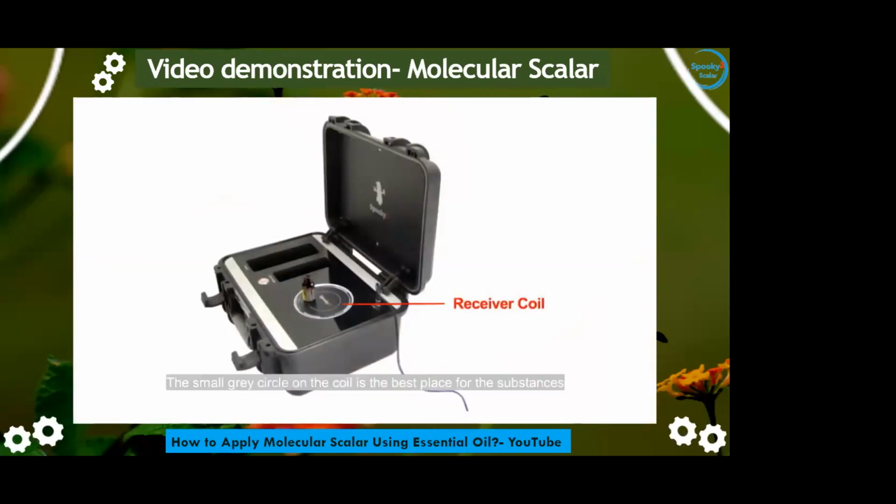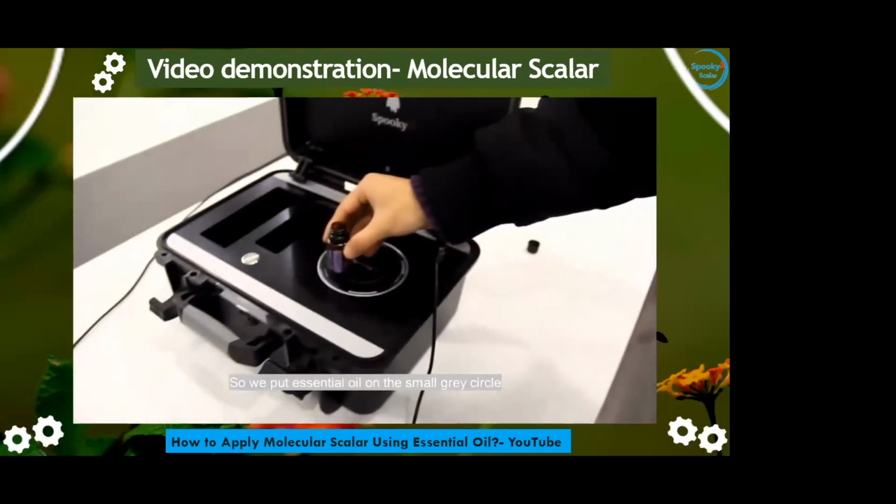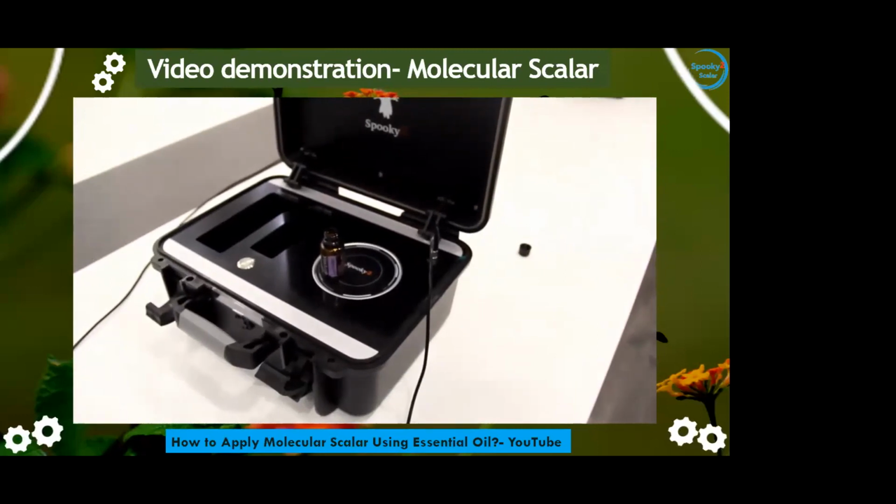The small gray circle on the coil is the best place for the substances, so we put essential oil on the small gray circle. We recommend putting the drops you desire in a topless vial or vial with glass lid or paper lid, but do not waste your expensive bottle of essential oil by leaving the lid off.